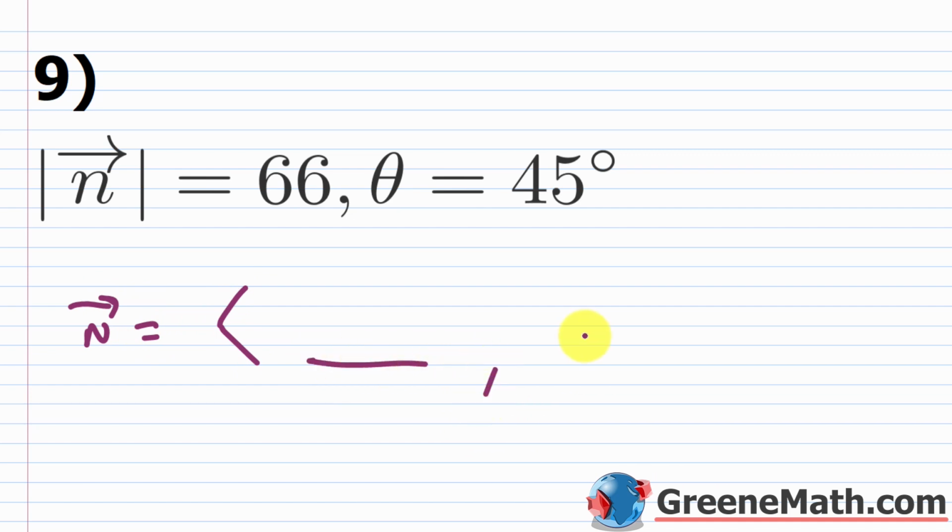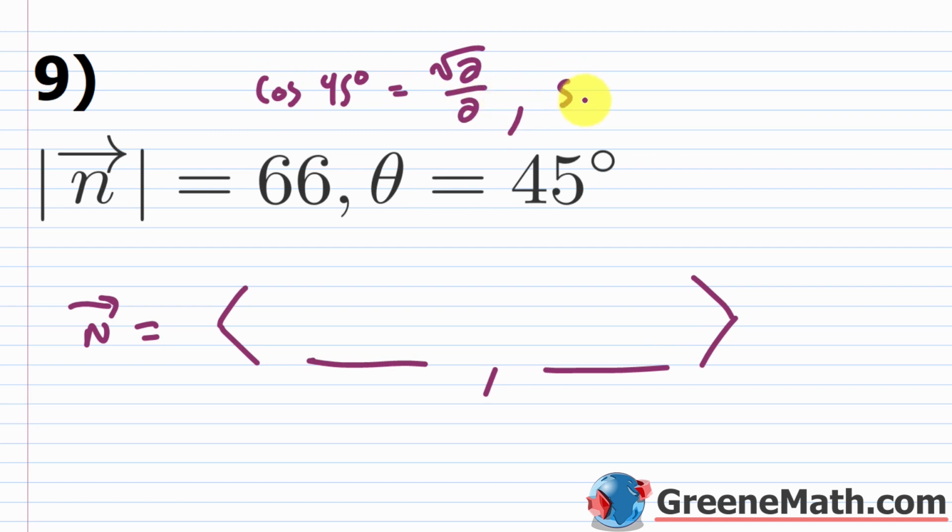So this is your horizontal component. This is your vertical component. And essentially, this is going to be really easy because if you think about the cosine of 45 degrees, well, that's square root of 2 over 2. But then also the sine of 45 degrees is exactly the same. It's square root of 2 over 2.